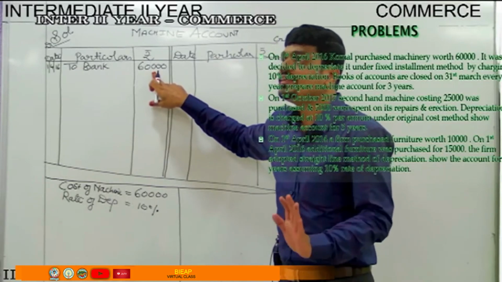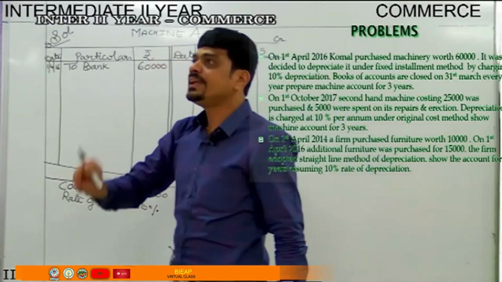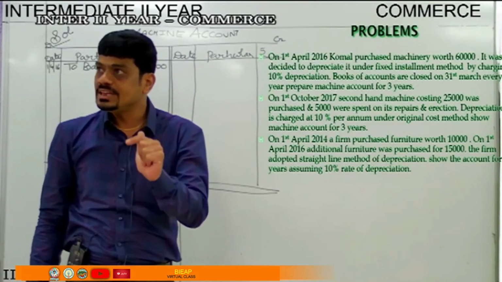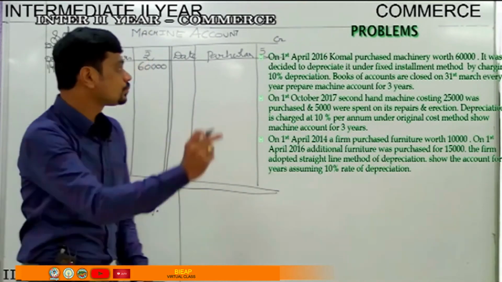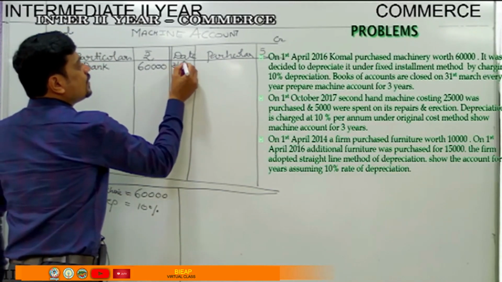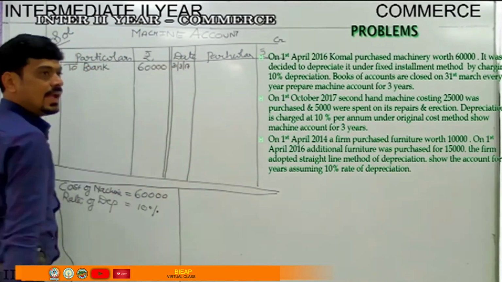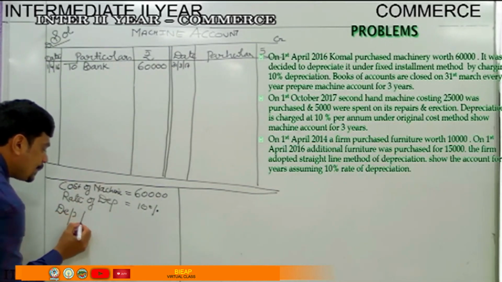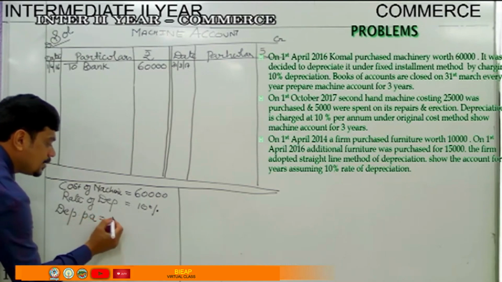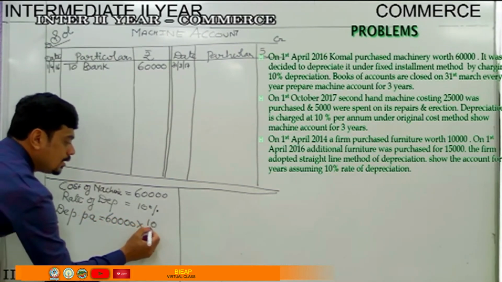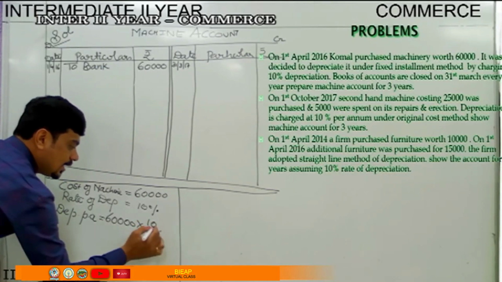Right? Now when will the 1 year complete? It completes on 31st March 2017 financial year. So on the credit side, write 31st March 2017 and keep ready. Come to working notes and write depreciation per annum: 60,000 into 10 by 100.